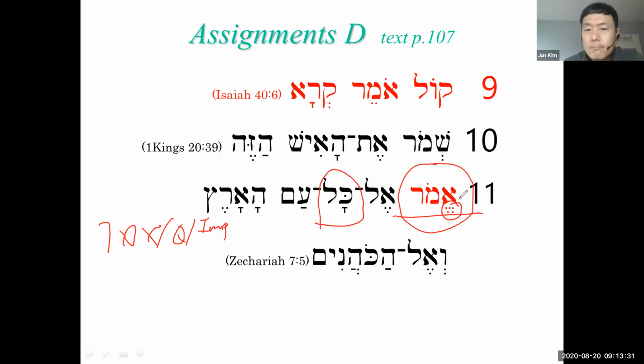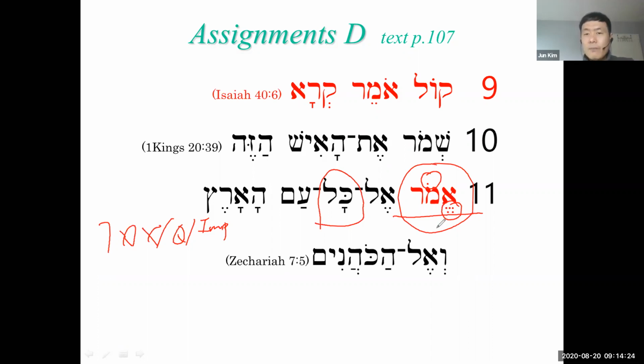What else? The second vowel pointing is also an indicator: holem. So shua and holem are the indicators of the infinitive construct and the second person masculine singular imperative. Okay, so it doesn't have to be a shua on its own. It can be a composite shua. Yeah, that's what we were just discussing before you came in.